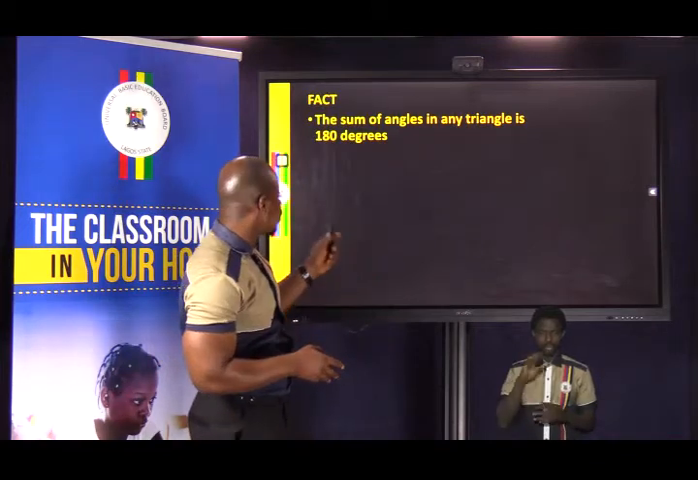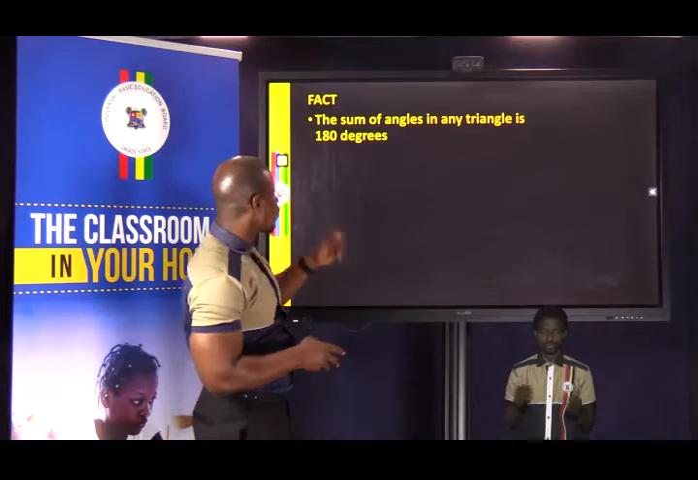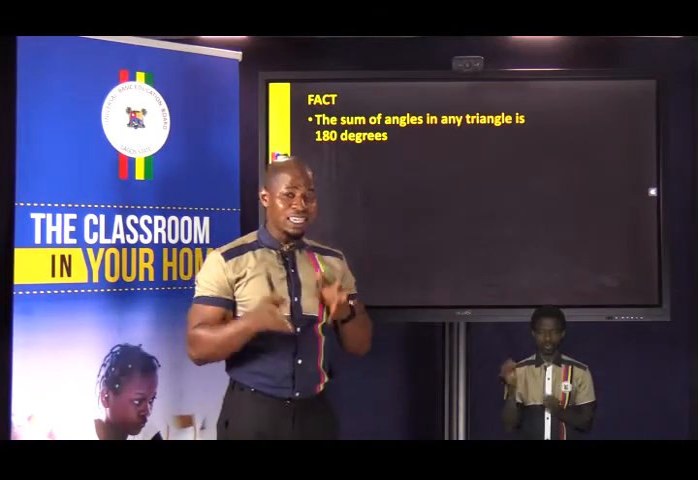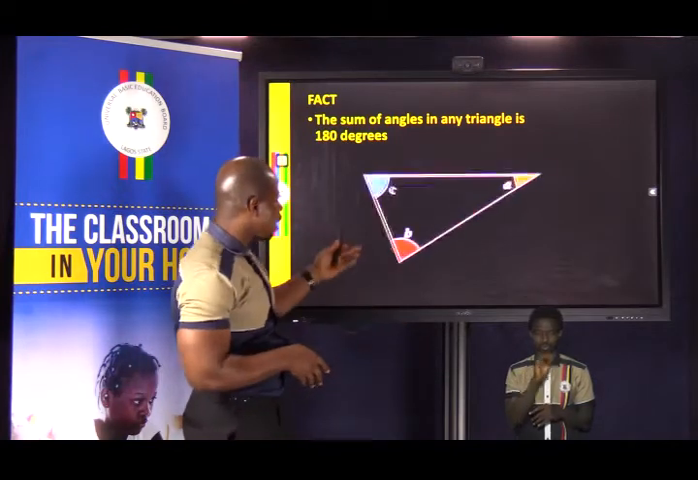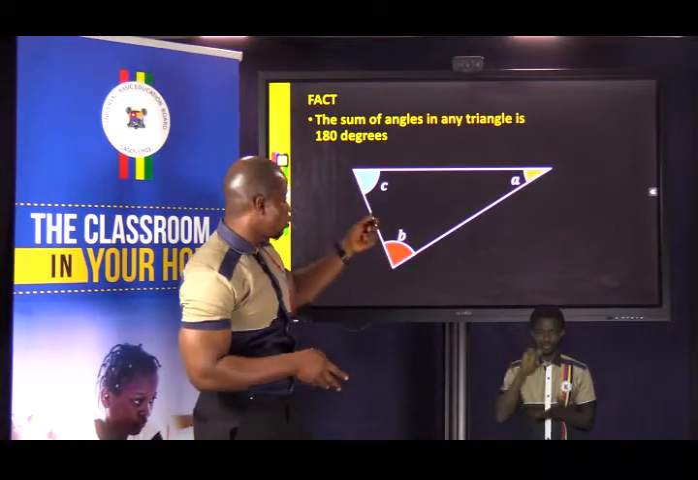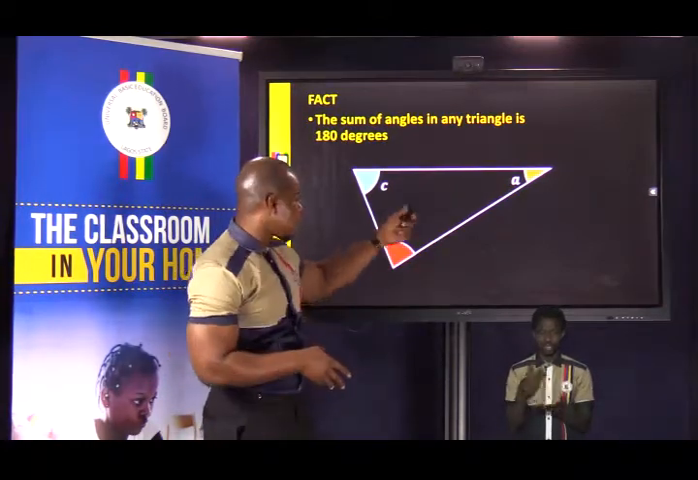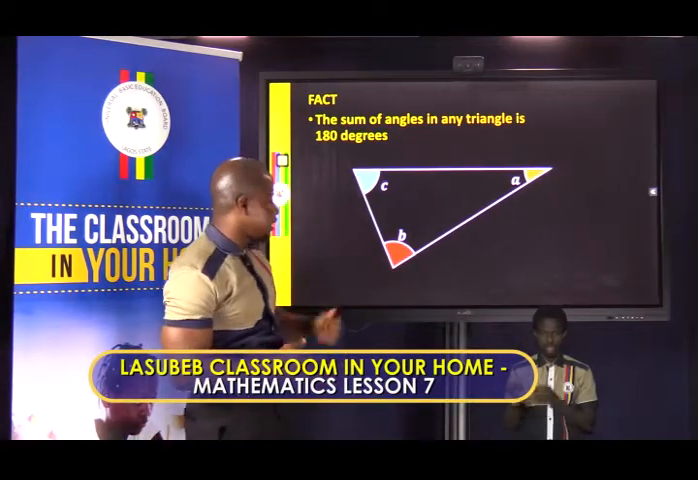I will begin with that fact check that we had last week. The sum of angles in any triangle is 180 degrees. And why is that? If we have a triangle, any triangle for that matter, you can try it at home as well. There are three angles. I have labeled mine A, B, and C.